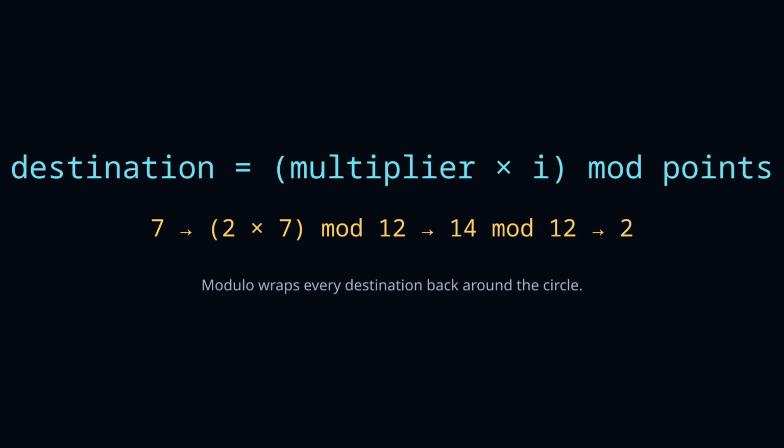Source 7 gives 14, but 14 is outside our circle of 12 positions. Modulo 12 wraps it back to 2. No matter how large the product becomes, the result returns to the circle.